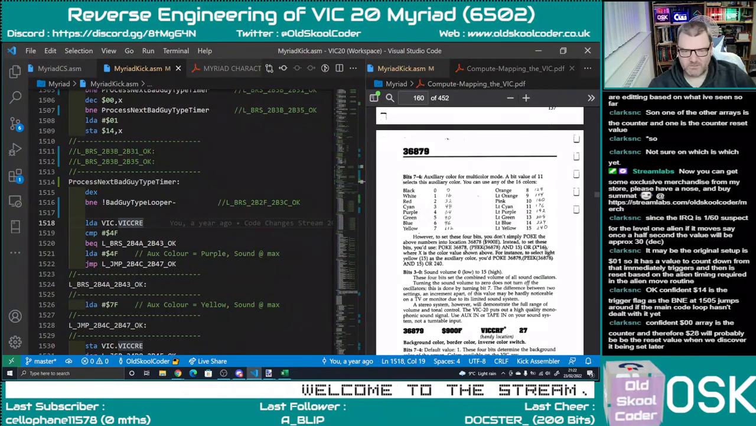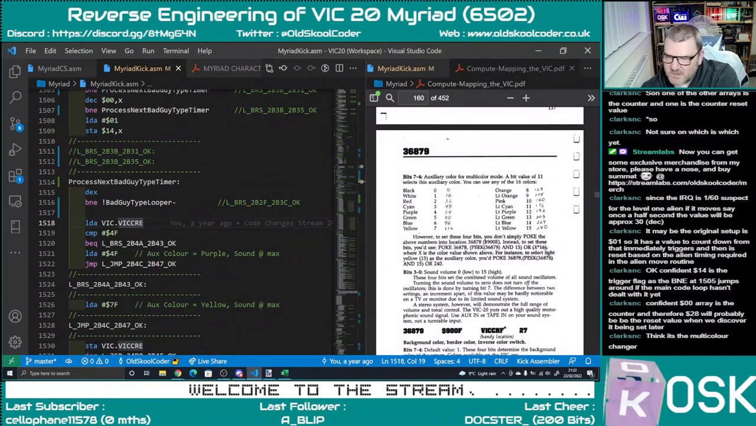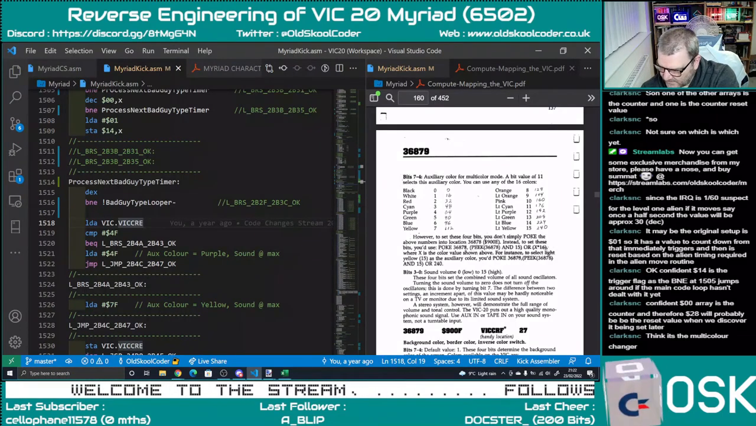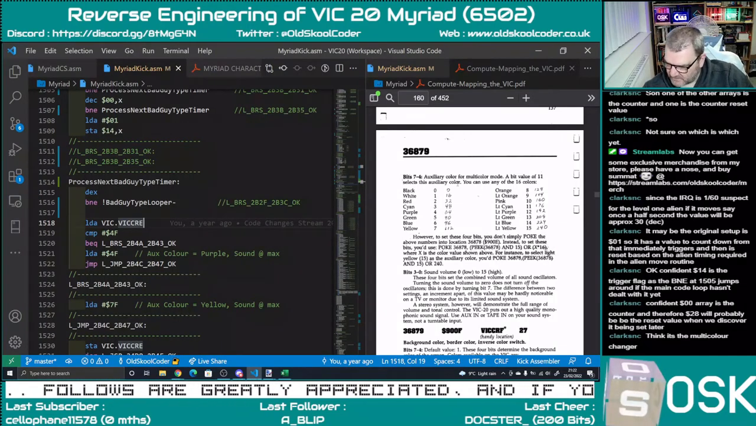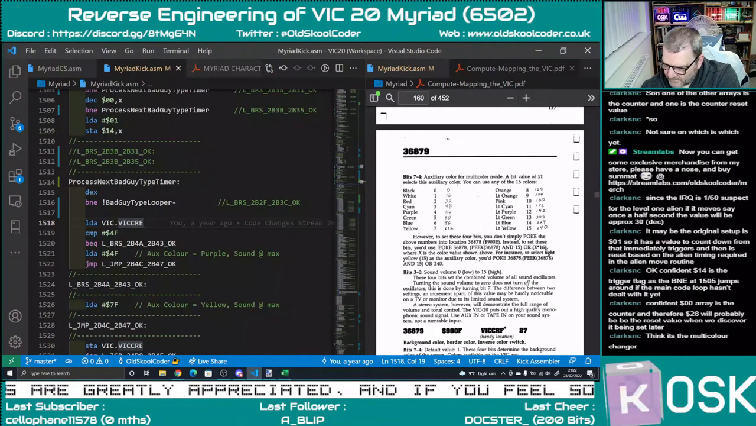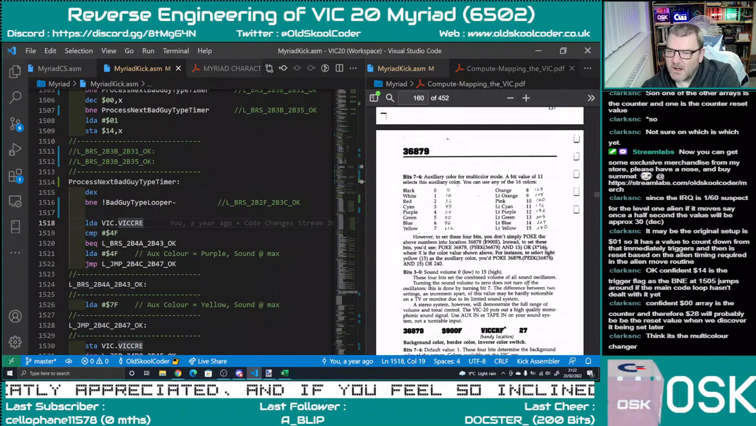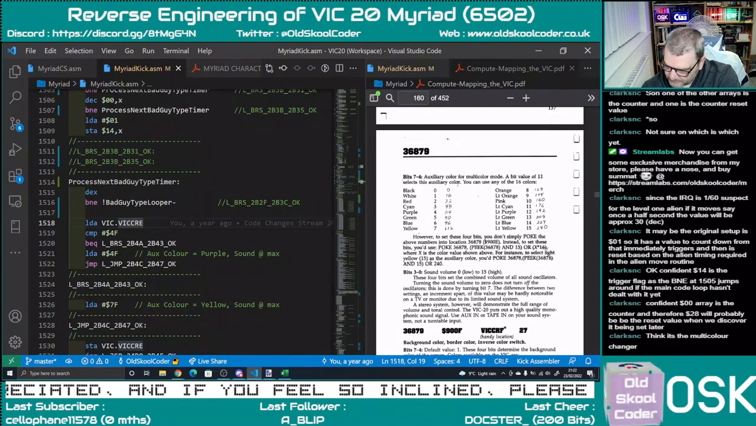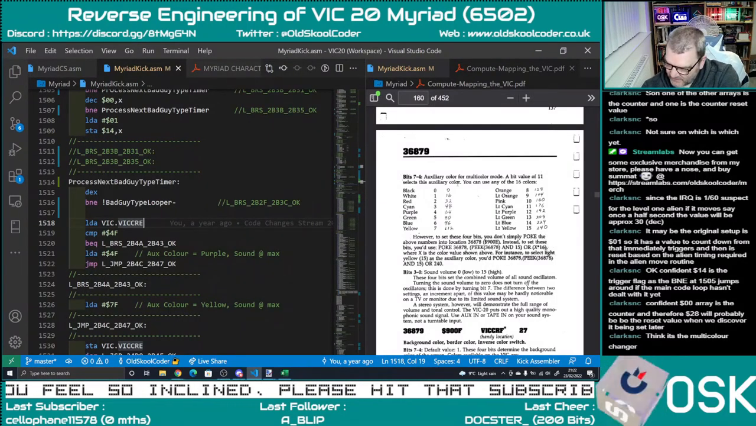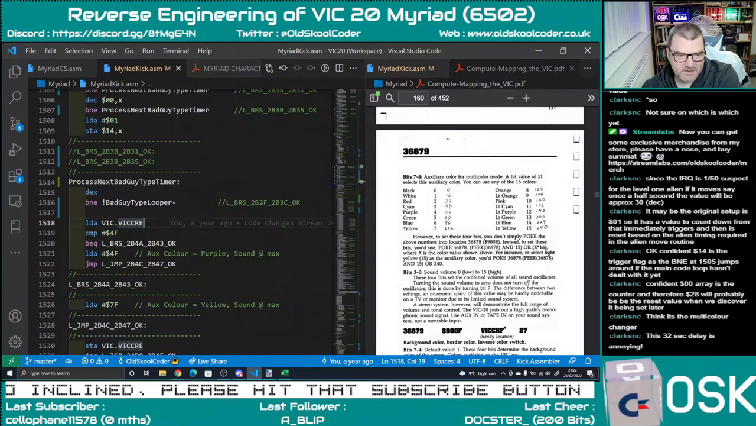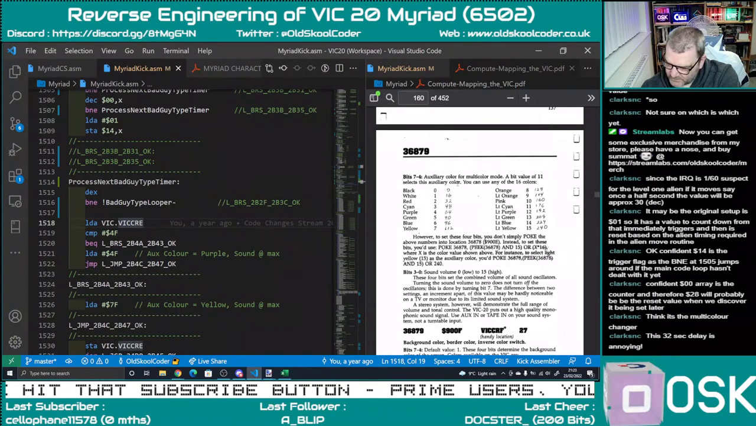So bits 0 to 3. So bits 0 to 3 are sound volumes. Right. Sound volume is bits 0 to 3. So that's going to be 4, isn't it? Yeah. And then bits 4 to 7. So 4, 5, 6, 7 are the auxiliary colour. So you're testing for the volume to be max and 4. 1, 2, 4. So, right, okay.